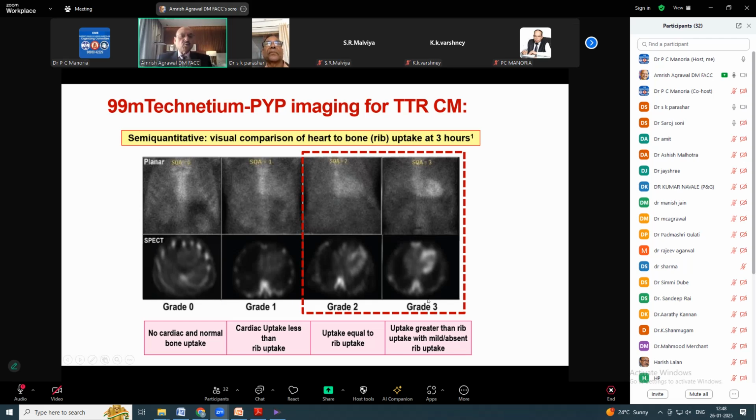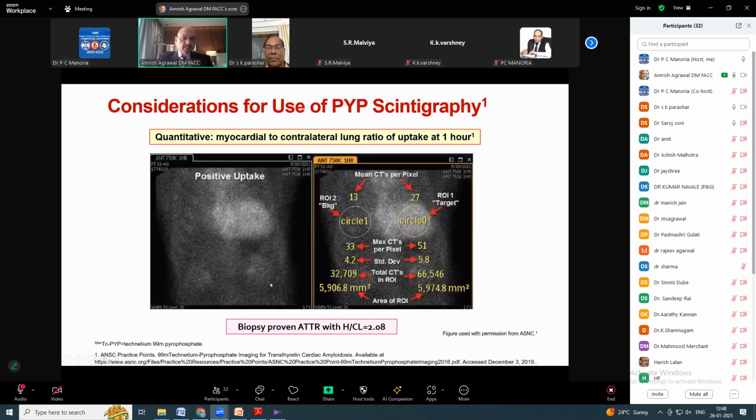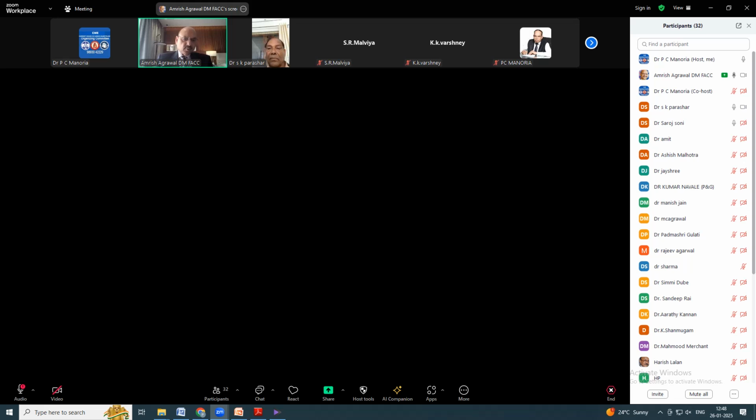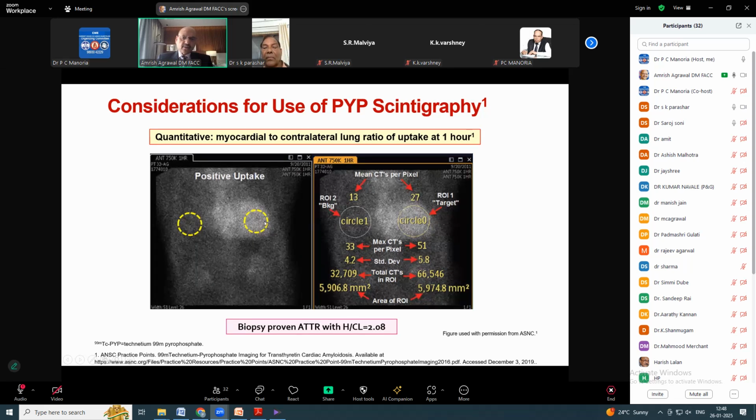We can even do a quantitative scanning by putting a tracer marking on the rib or the contralateral rib and compare with the uptake on the heart. So here you can see we have put a marker on the rib and we have put a marker on the heart, and we can look at the uptake count in circle 1 compared to circle 2, and biopsy proven ATTR typically has the ratio of 2:1. So these are the things which you can see, and the pyrophosphate compound is kind of diagnostic.